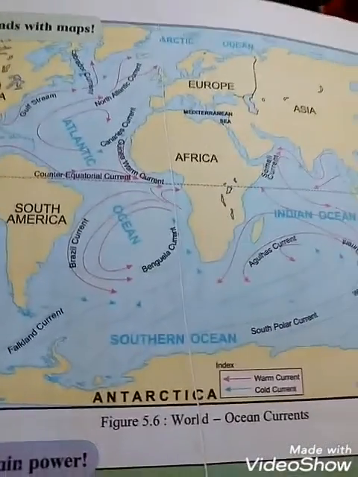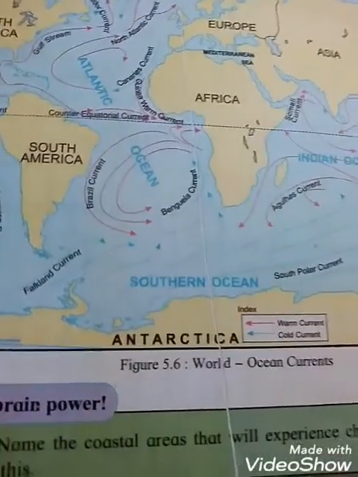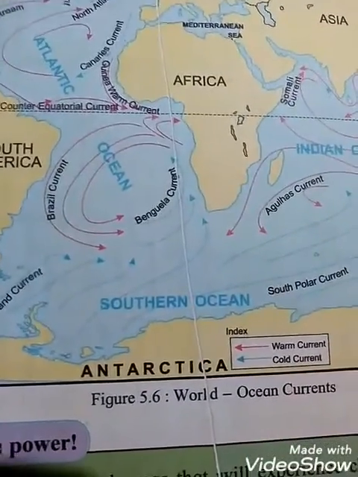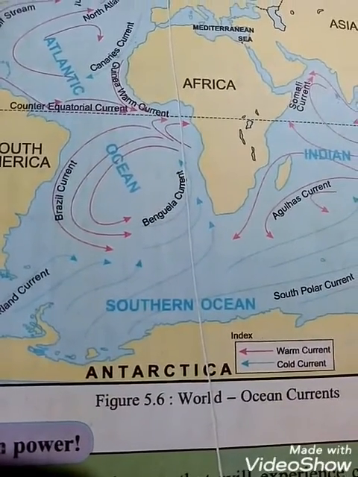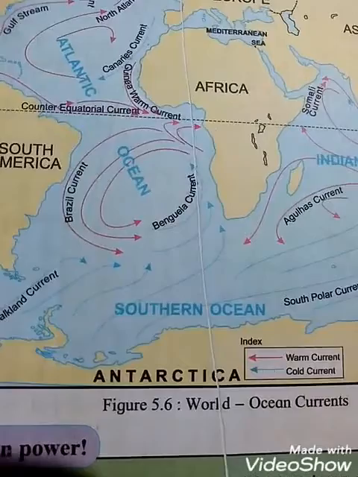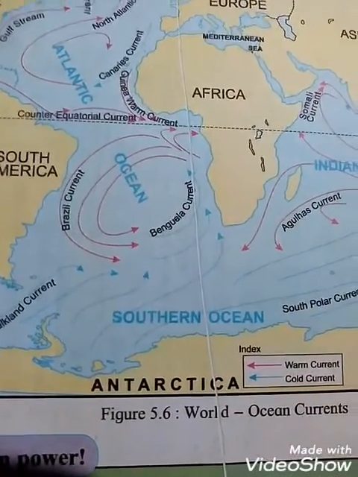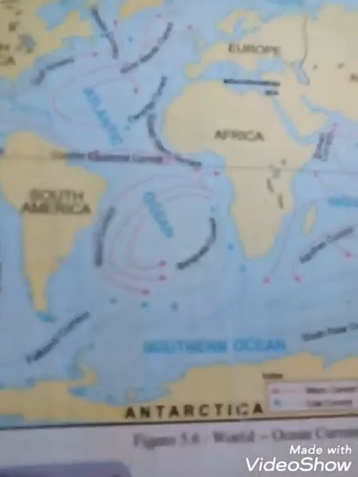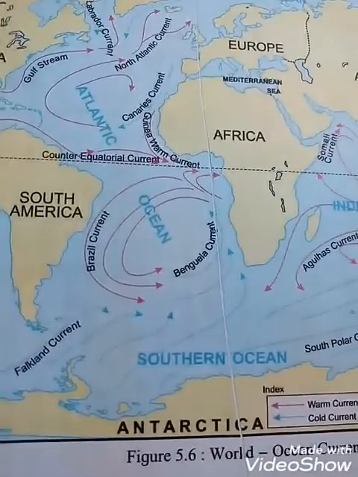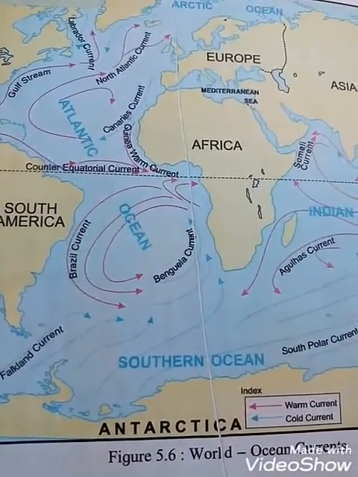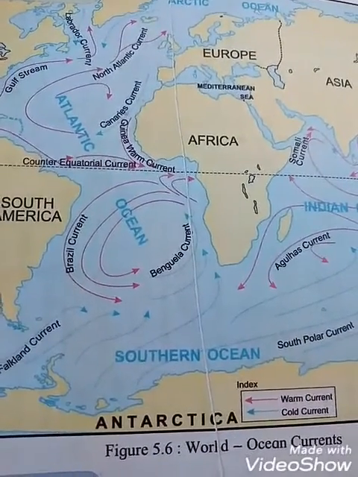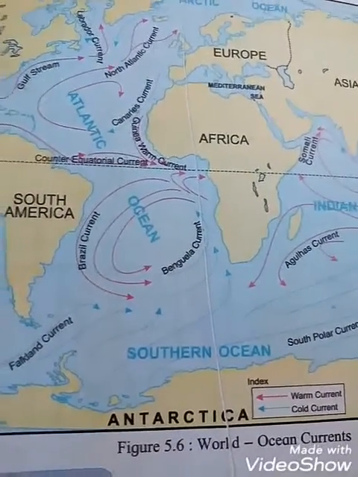Okay, students, observe this map. This is your world ocean currents. The pink color is shown for warm currents and the blue arrow is shown for cold currents. Can you see that? See how the warm currents pass from the equator to the polar region, and the cold currents from the polar region to the equator. So these are the differences.